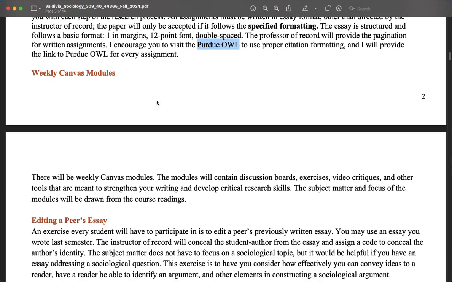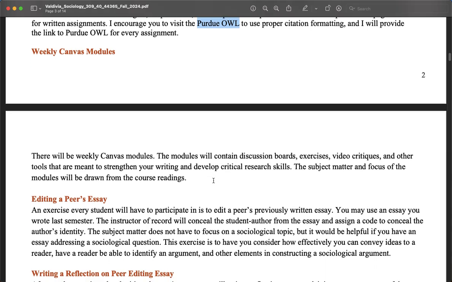All right, and these are the weekly Canvas modules. There will be weekly Canvas modules. The modules contain discussion boards, exercises, video critiques, and other tools that are meant to strengthen your writing and develop critical research skills. The subject matter and focus of the modules will be drawn from the course readings. All right, that's what I mentioned earlier.